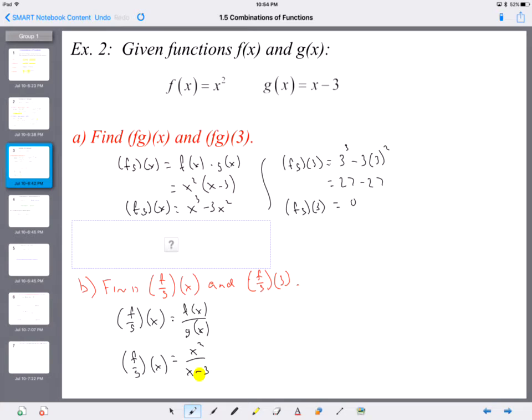The only other thing is, what's that restriction? Well, we can't have x equal 3 because 3 minus 3 is 0, and that's undefined. So you want to include that restriction when you're doing your division. And then the second part, plugging the 3 in. So f divided by g of 3.